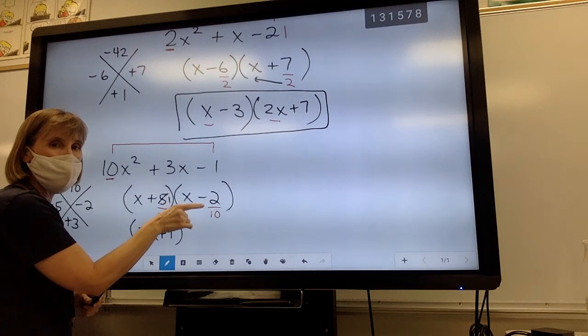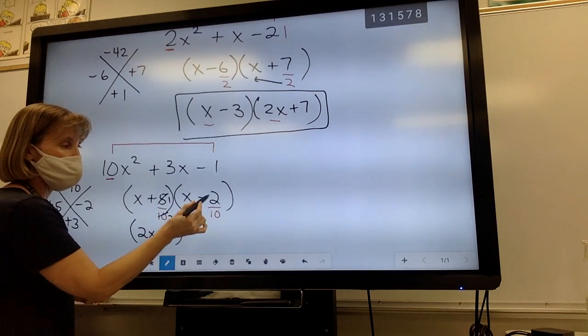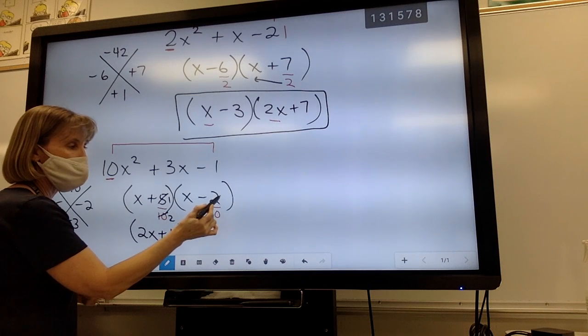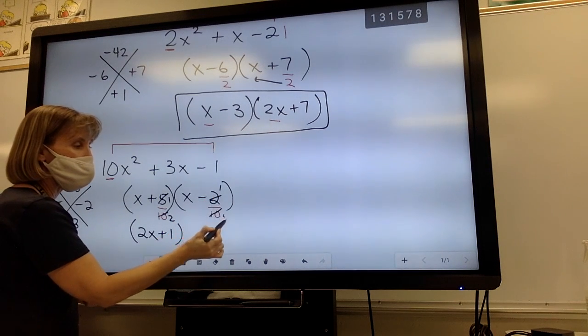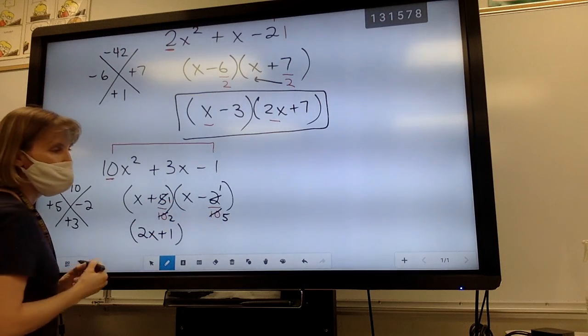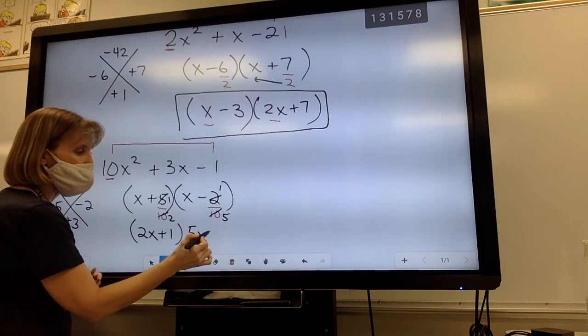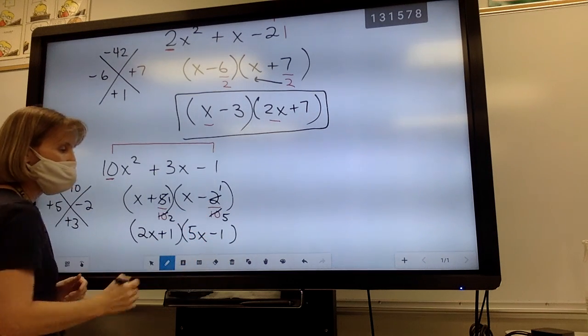Does this divide evenly? No, it's a fraction. So I have to reduce the fraction. What's 2 over 10 reduced down to? 1 over 5. Have your fractions in simplest form before you slide. It doesn't divide, so the 5 slides to the front, and I leave the numerator as the 1.